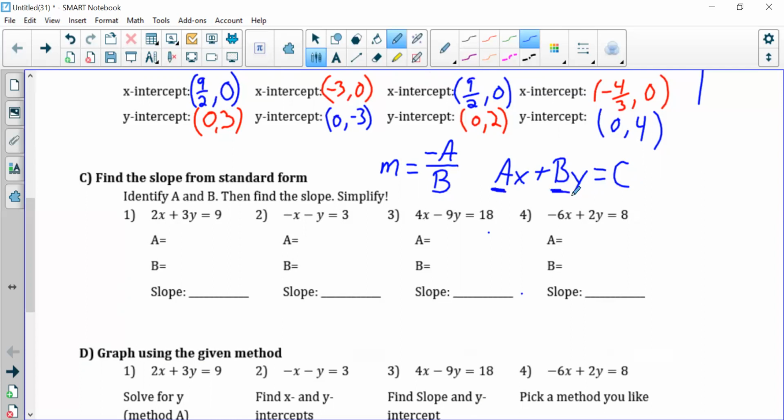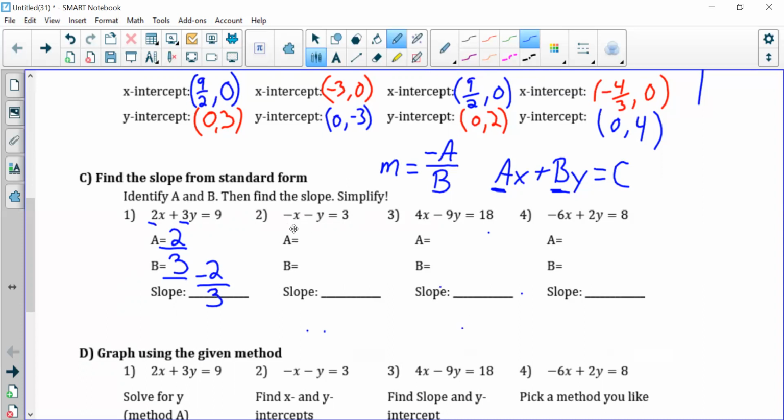So we need a, we need b. Let's look here. First one, we're going to identify a and b and then find the slope. A is the number in front of the x, so that's 2. B is the number in front of the y, which is 3. And our formula is negative a over b. So a is 2, so negative 2 over b, which is 3. So negative 2/3.